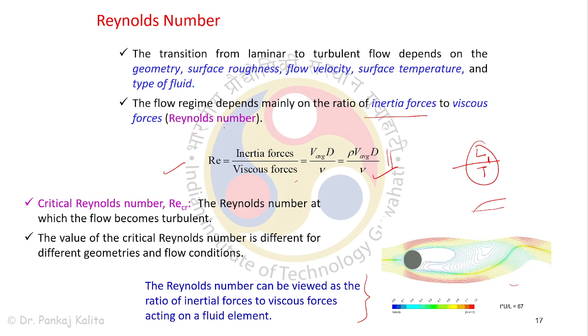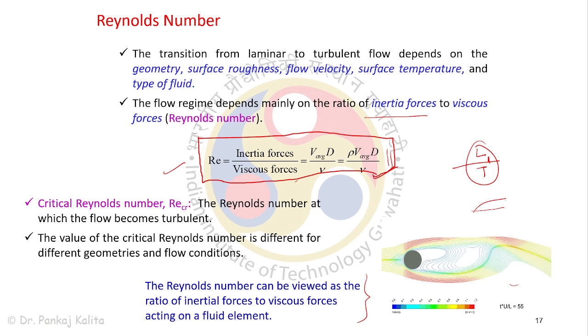Okay, so if we define it mathematically, the Reynolds number is basically the ratio of inertia force to viscous force. Okay, so the formula for this you need to remember.